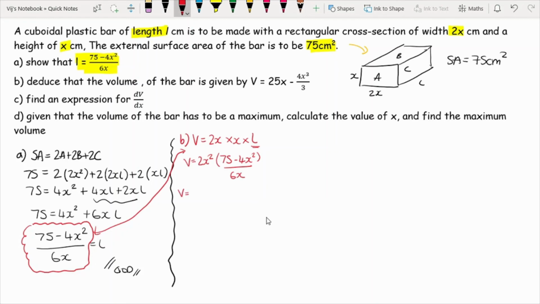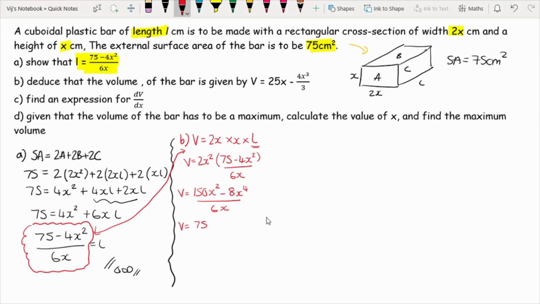Now I go about expanding and simplifying this. Because there are numerous ways, I could simplify the top and the bottom, or I could just expand the brackets first. Let's expand the brackets out first. So we get 150x squared minus 8x to the power of 4 all over 6x. Now you can see that I've got multiples of 2, and I've got x's in each term. So if I simplify each of those, if I divide each number by 2, I get 75.